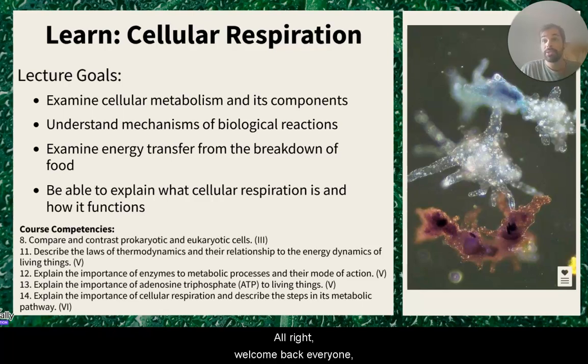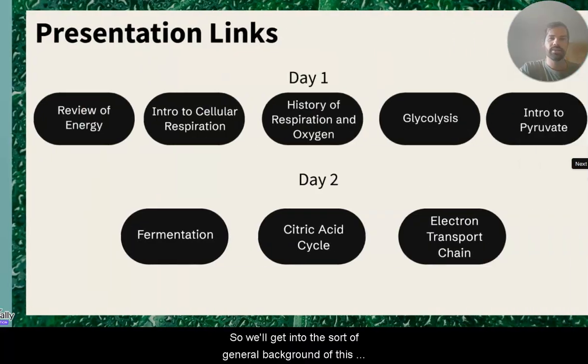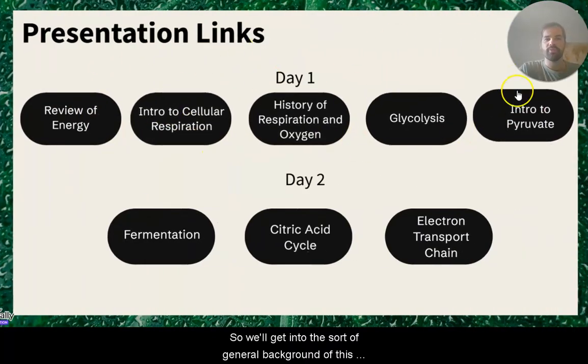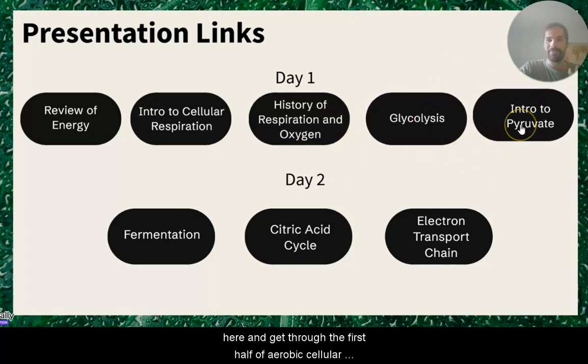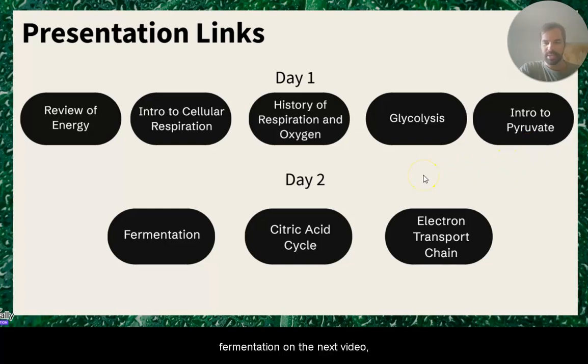All right, welcome back everyone to our next general biology lecture where we're going to continue our discussions about energy and metabolism and how living things get their energy, specifically looking at the processes of cellular respiration, these catabolic pathways by which energy is produced for organisms to do all sorts of things. So we'll get into the general background of this here, and get through the first half of aerobic cellular respiration, and then get into the second half of it and fermentation on the next video, the next lecture.